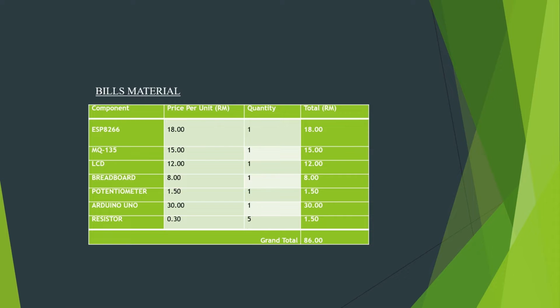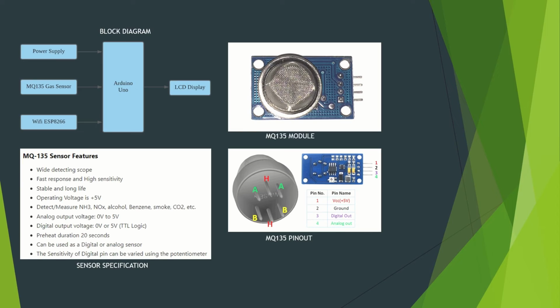Next, these are the bills for the materials. The total is RM 76. And this is the block diagram. For the input, we use the power supply, MQ135 gas sensor, Wi-Fi ESP8266, and we use Arduino Uno, and the output is the LCD display.